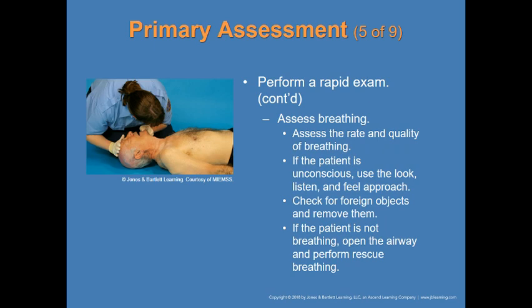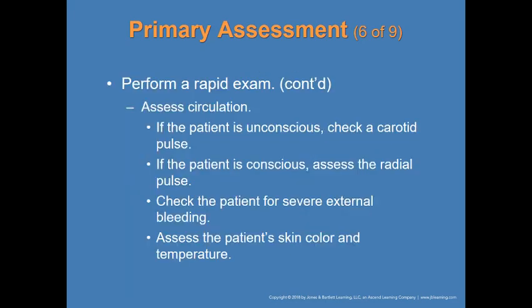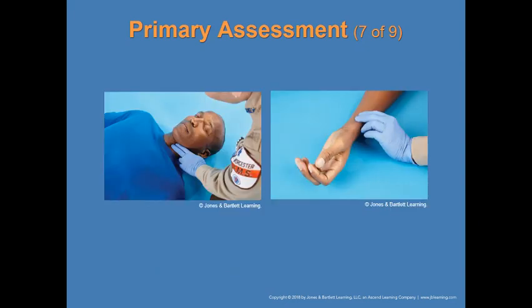We're assessing the rate and quality of breathing. Are they conscious? Are they unconscious? Or do they have any foreign objects? Can we just open the airway with a head tilt, chin lift, or a jaw thrust? Assessing the circulation: compare the carotid and the radial pulse. While we're doing that, we're also checking skin color, condition, and temperature. So check those two things.